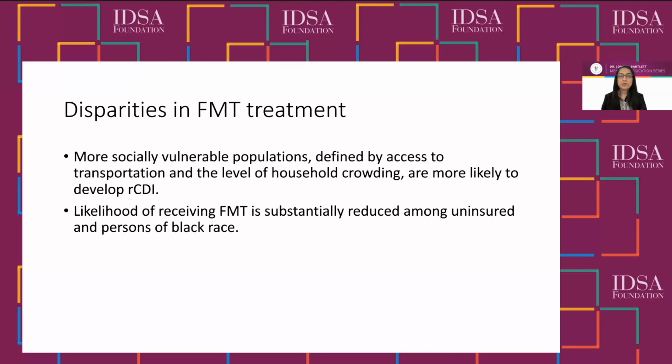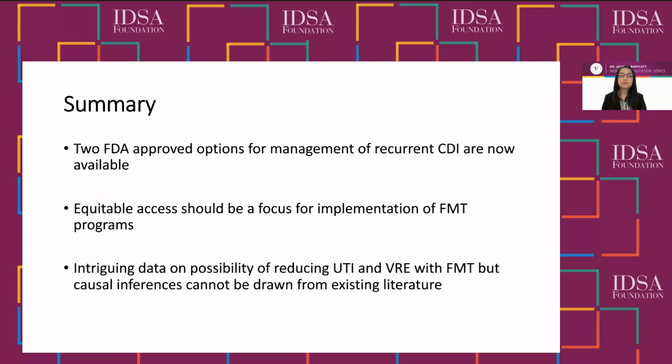Next slide. And also, unsurprisingly, more socially vulnerable populations defined by access to transportation and level of household crowding were more likely to develop RCDI, and then also less likely to receive FMT, particularly if they were uninsured. Next slide. So to summarize, we now have 2 FDA-approved options for management of recurrent CDI. Institutions will determine among themselves what the best implementation plan is to put one or both of these in place. And I think while they're doing that, we should make it a point to focus on equitable access for our populations.